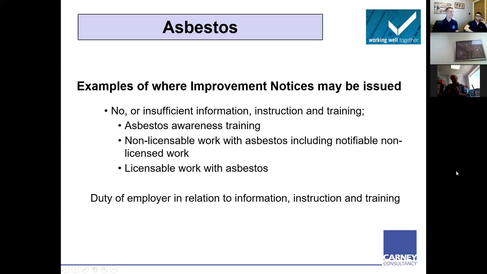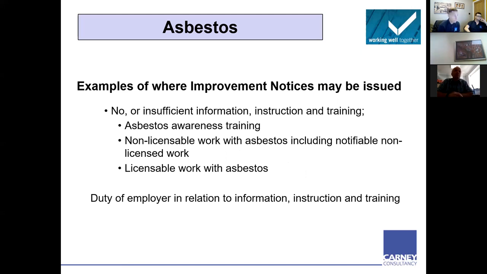Examples of where improvement notices may be issued: insufficient information, instruction, training. No asbestos awareness training, for example. Asbestos awareness training won't allow you to work with asbestos. It's purely an awareness training, so you can identify it and put actions in place.